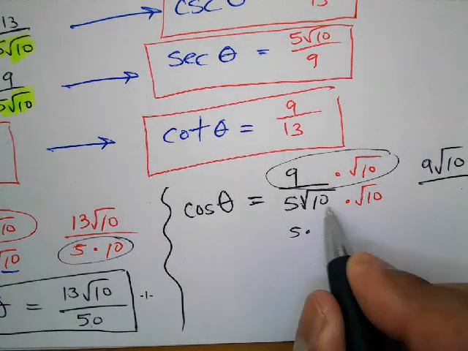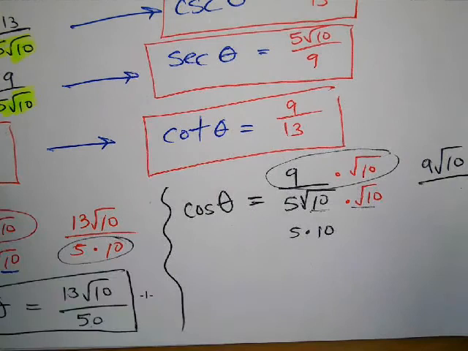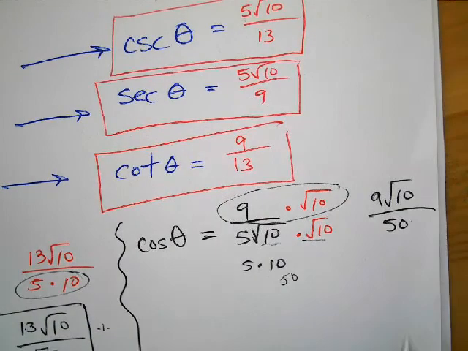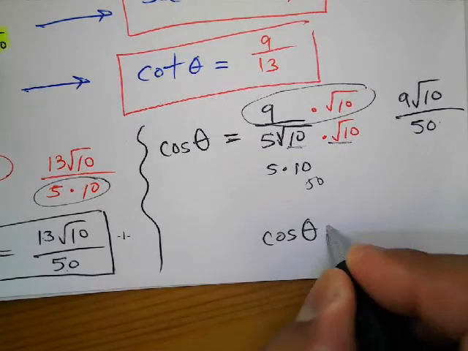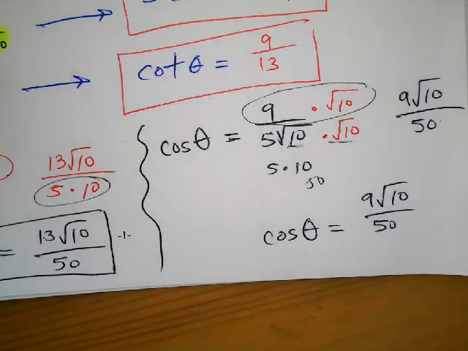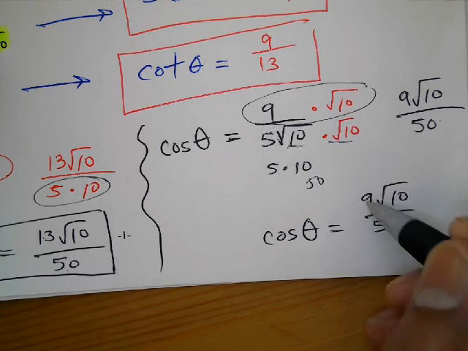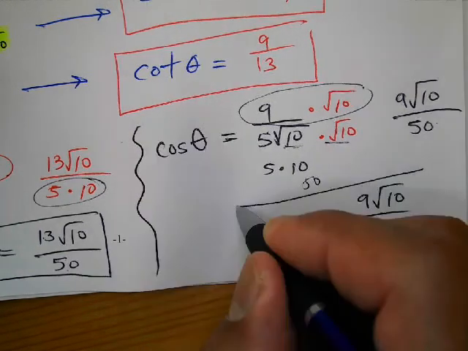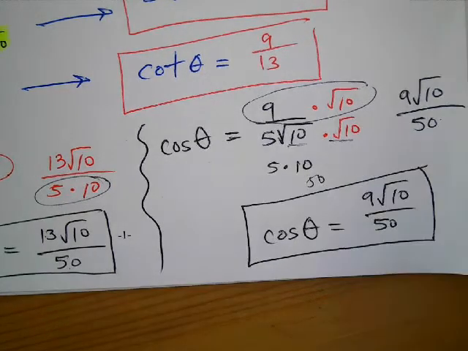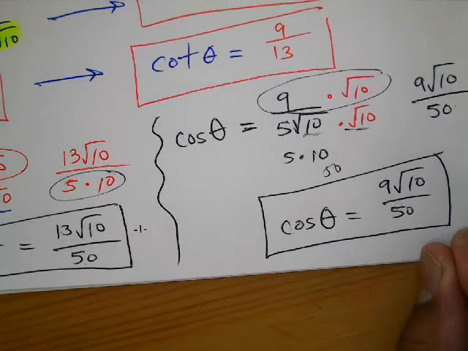This will be what? Again, same thing that happened over here. I have the 5 times what? The square root of 10 times the square root of 10 is just 10. That'll be 5 times 10. That's why you're going to get 50. We put 50 right here. Here's your answer for cosine. Your ratio, cosine is 9 root 10 over 50. You can never reduce a number inside the radical with a whole number, but you can always check a whole number with a whole number. This doesn't reduce anymore, so that's the final answer for it. And there we go, we got all 6.